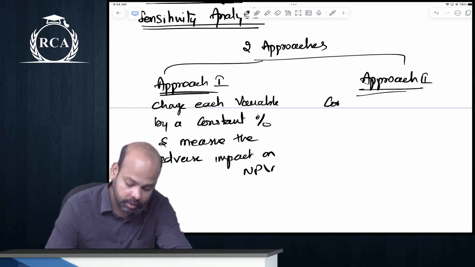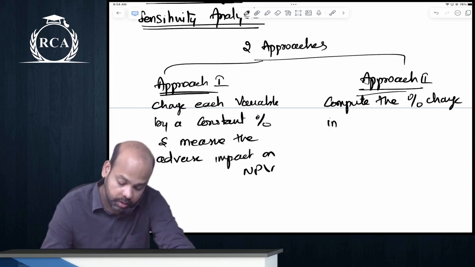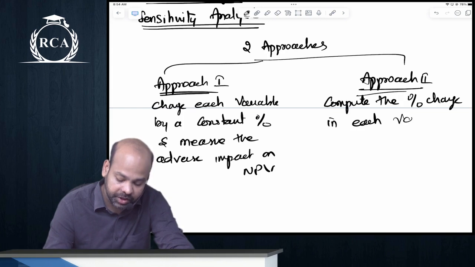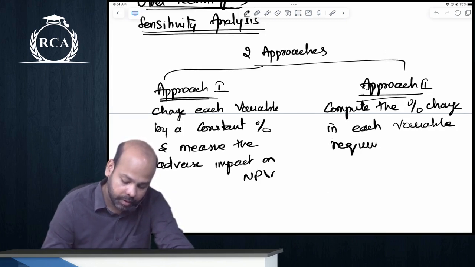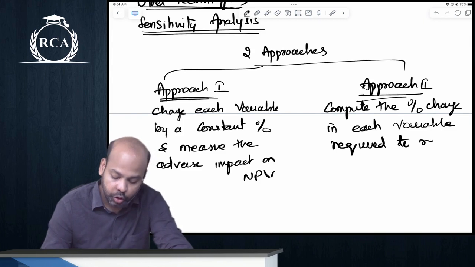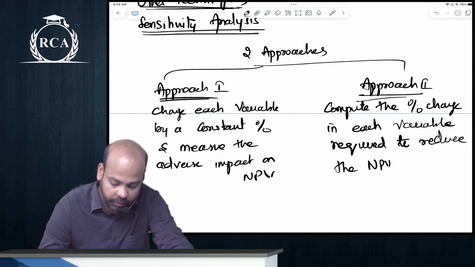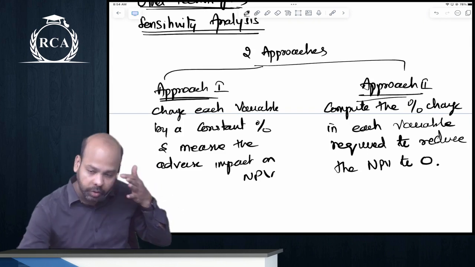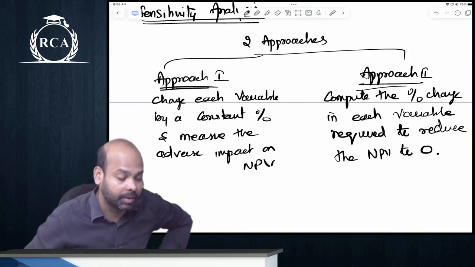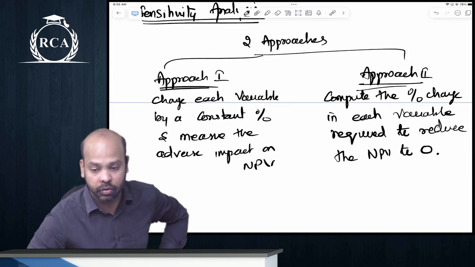Approach 2: compute the percentage change in each variable required to reduce the NPV to 0. The question will tell you which approach to use.